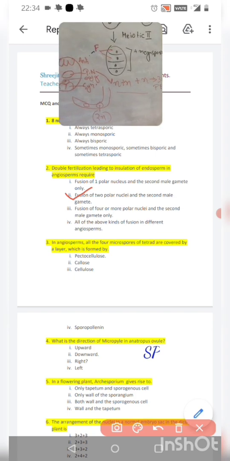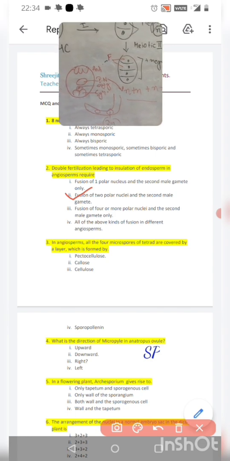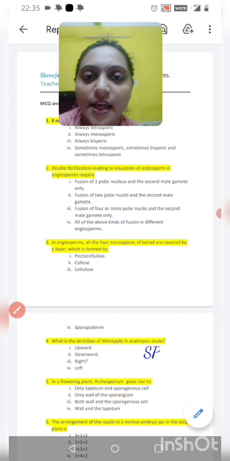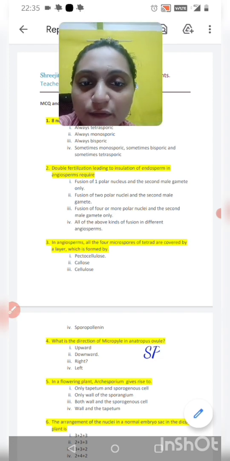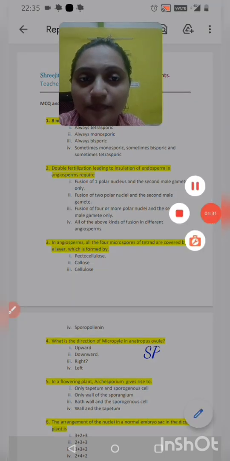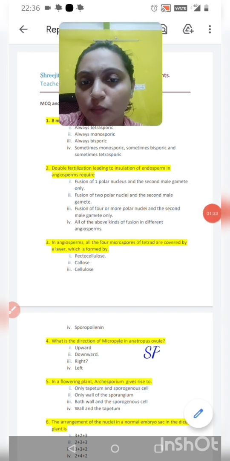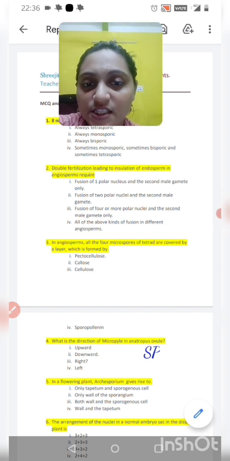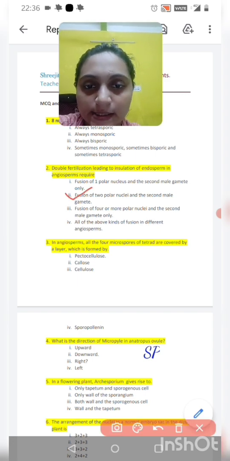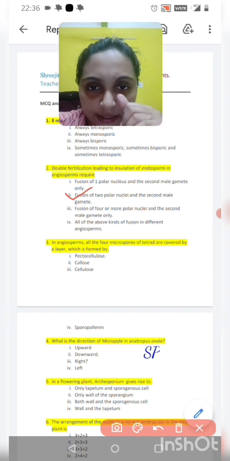Now student, moving to the next question. The next question is, in angiosperm, all the 4 microspores of the tetrad are covered by a layer which is formed by, the options are: the first one is pectocellulose, then the second one is callose, the third one is cellulose, and the fourth one is sporopollenin.